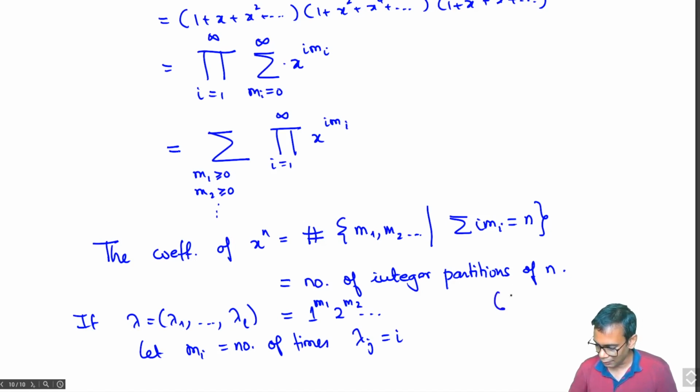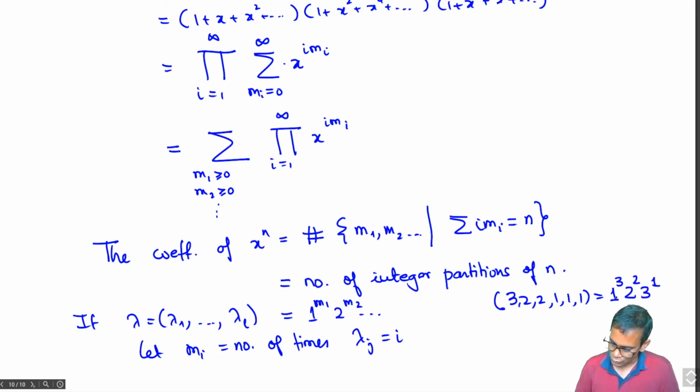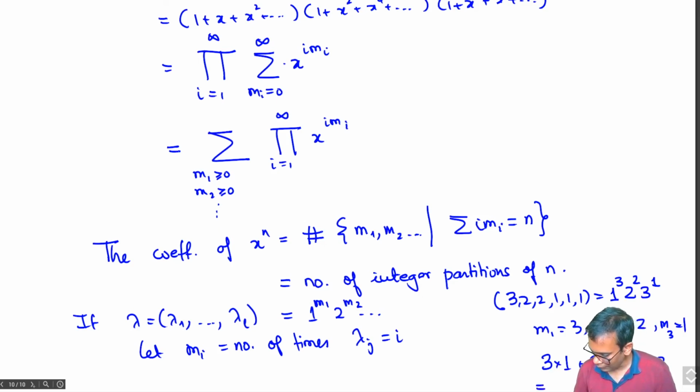For example, if we have the integer partition 3, 2, 2, 1, 1, 1, then this is the same as 1 occurs 3 times, 2 occurs twice, and 3 occurs once. So m1 is equal to 3, m2 is equal to 2, m3 is equal to 1. And the size of this integer partition is 3 into 1 plus 2 into 2 plus 1 into 3, summation i times mi, and that's equal to 3 plus 4 plus 3, which is 10.